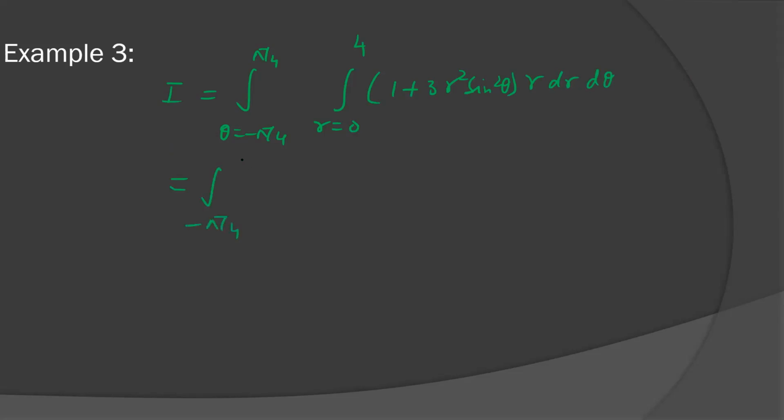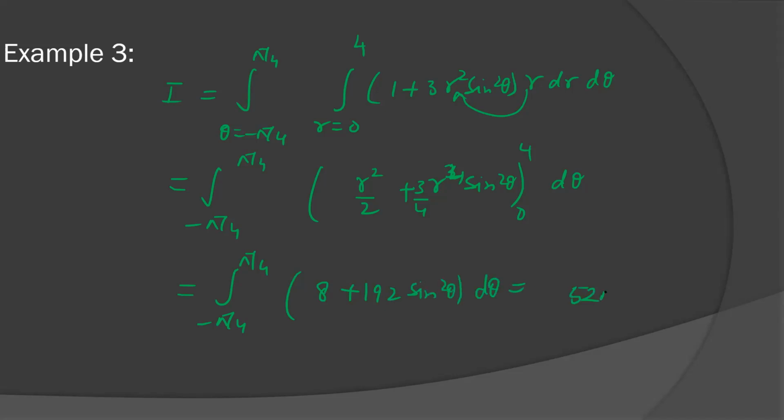So minus pi by 4 to pi by 4, when you take r inside, it is r square by 2 plus r cube sine square theta, 0 to 4, d theta. So r cube, it will be 3 by 4 r to the power 4 actually. R to the power 3 means integration will be r to the power 4 by 4. So if you simplify it, you will get 8 plus 192 sine square theta d theta. And if you simplify it more, you will get 52 pi minus 96. So this is the required work done here.